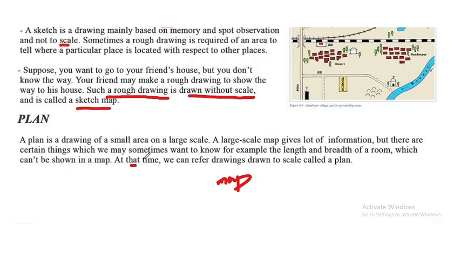Certain things which we may sometimes want to know, for example, the length and breadth of the room, which cannot be shown in a map. At that time, we can refer to a drawing drawn to scale called a plan. So this is called a plan. So that is sketch and plan.